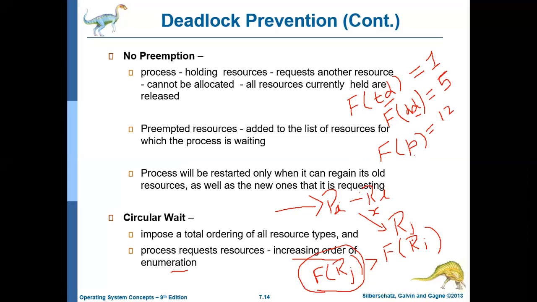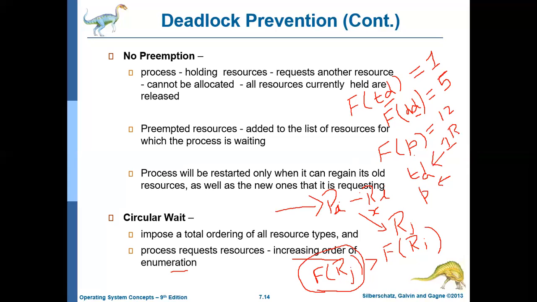Okay. So in this case, assume that pi is requesting a tape drive and a printer. Then first it should request the tape drive, and then it should request the printer. Only if it follows this order will it be allocated. If it follows the reverse order, it won't be allocated. So what is f of td? F of td is 1. So this 1 is nothing but ri.